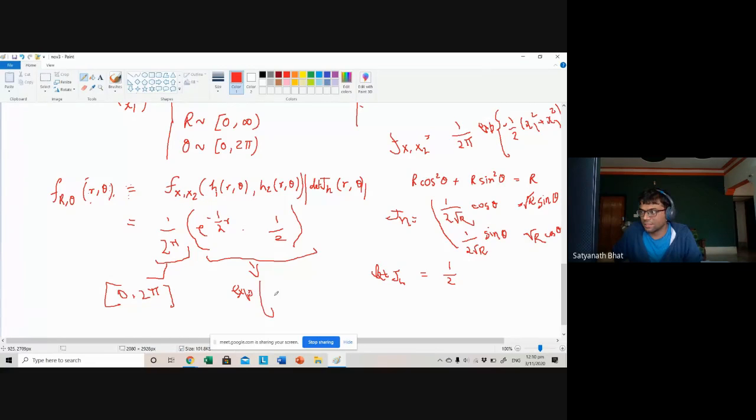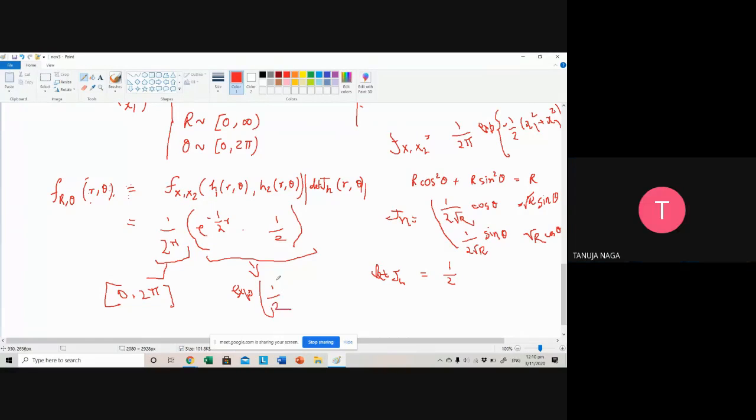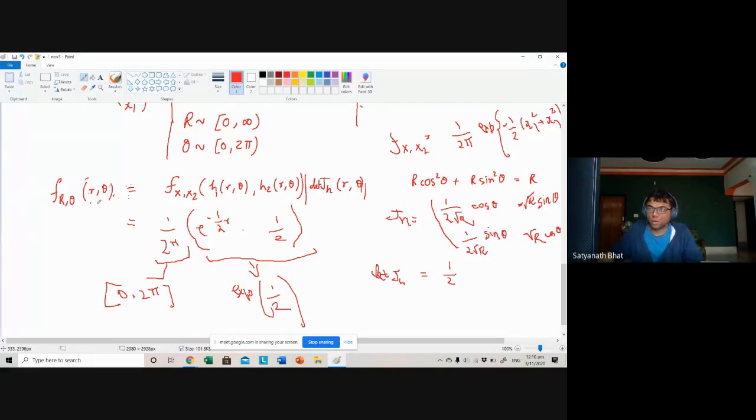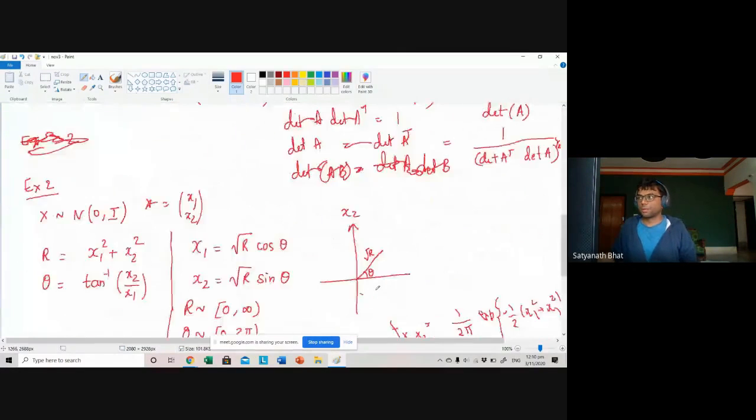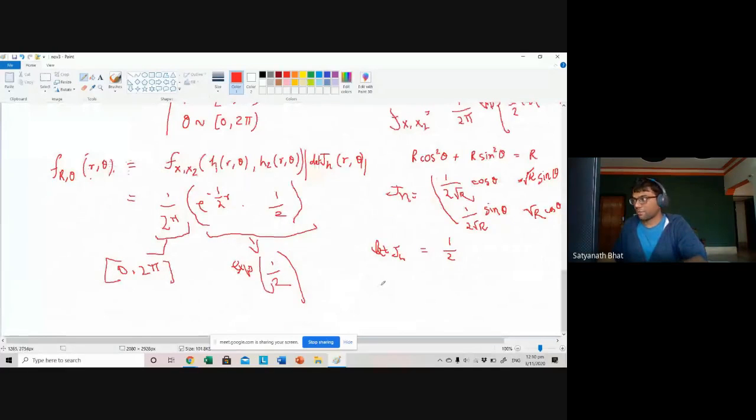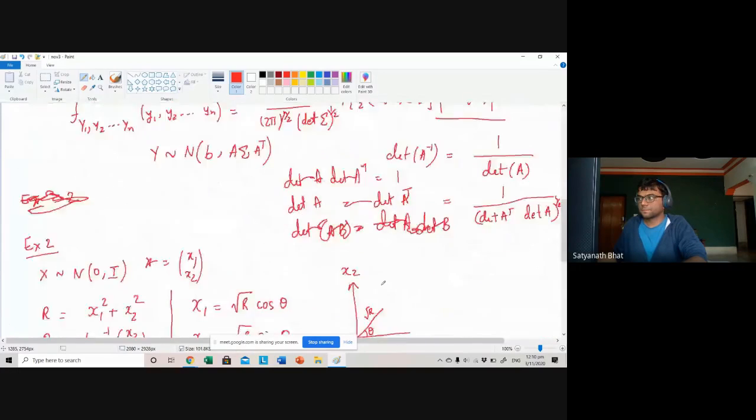Do you follow what I'm trying to say? Yes, sir. So now basically R and theta are independent. They are separated out, and one is uniform, the other is exponential. So these two examples I wanted to give. I hope the topic of derived distribution is clear to everybody. Any questions so far?